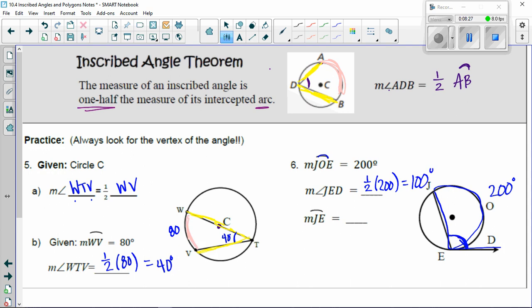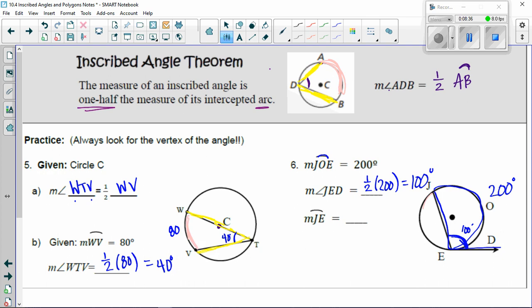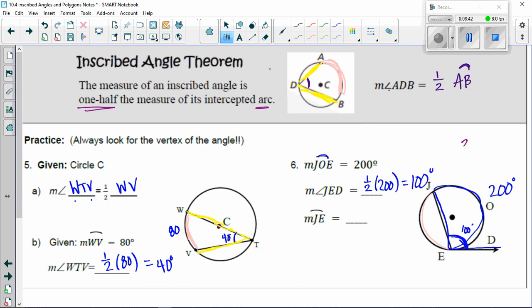So if this angle right here is 100 degrees, what is the measure of the other arc? Because there are two arcs in this picture, so we have this arc right here also. Well, how many degrees are in a circle? If a circle has 360 degrees and the major arc is 200, then we have 160 degrees left over. So this arc is 160 degrees. So you can find out a little bit about both.